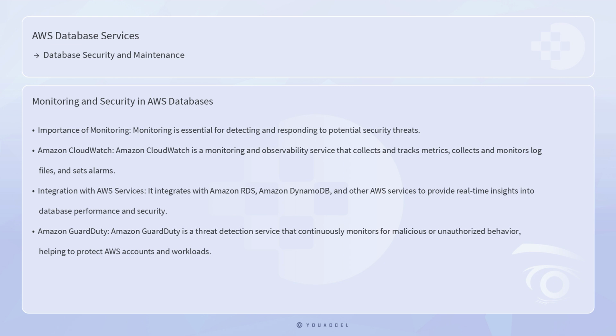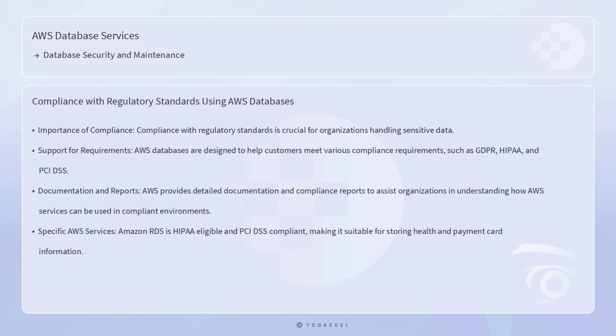AWS provides several tools for monitoring database activity and identifying suspicious behavior. Amazon CloudWatch is a monitoring and observability service that collects and tracks metrics, collects and monitors log files, and sets alarms. It integrates with Amazon RDS, Amazon DynamoDB, and other AWS services to provide real-time insights into database performance and security. Additionally, Amazon GuardDuty is a threat detection service that continuously monitors for malicious or unauthorized behavior, helping to protect AWS accounts and workloads. Compliance with regulatory standards is crucial for organizations handling sensitive data.